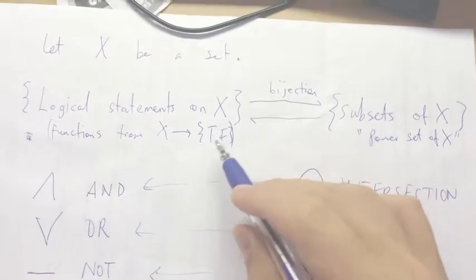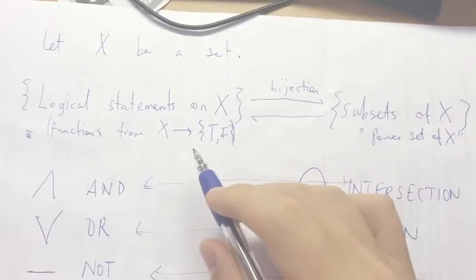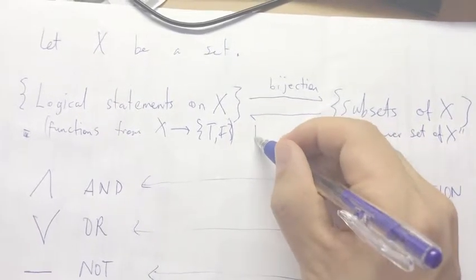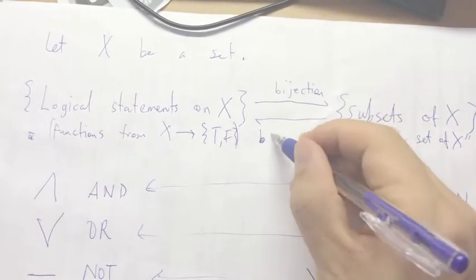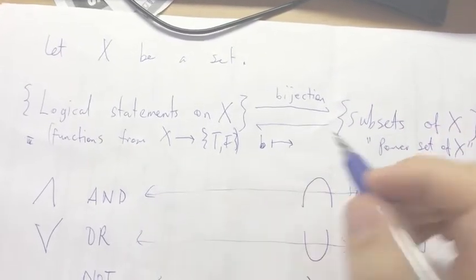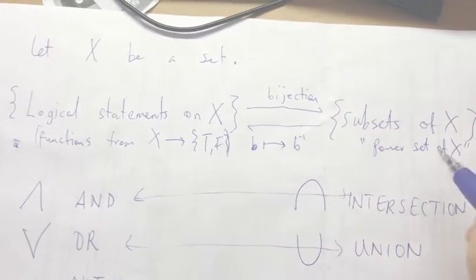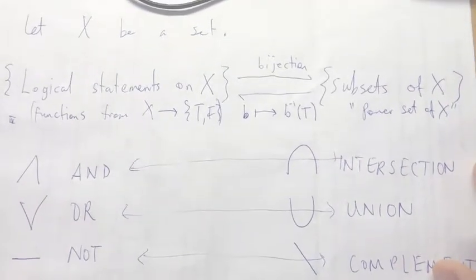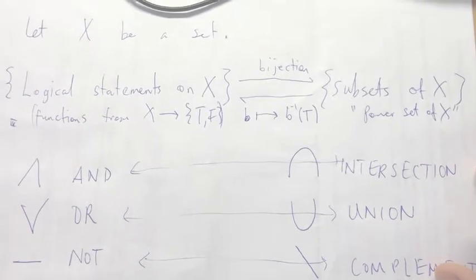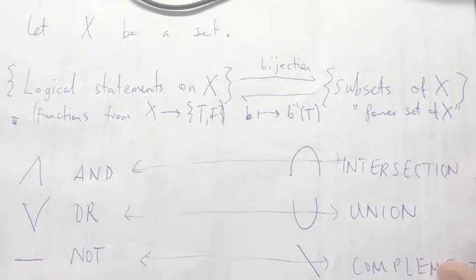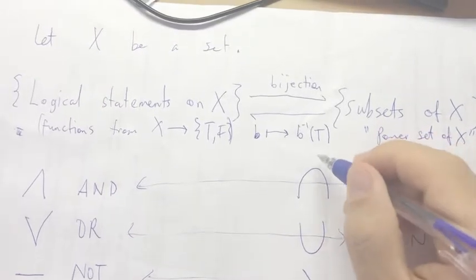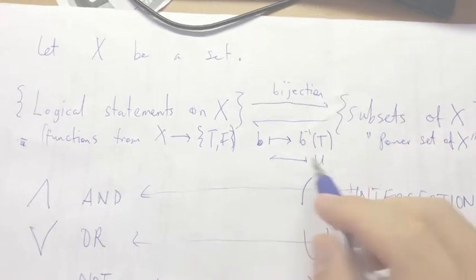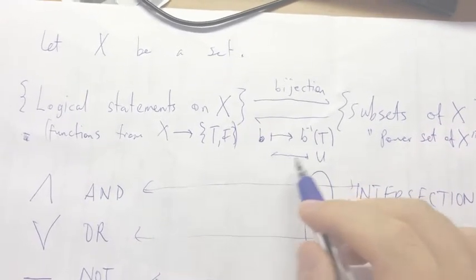The bijection was simply defined to be, it takes a function B and takes it to the pre-image of true under B. And the subset U goes to the characteristic function of U, so the function that sends U to true and everything else to false.